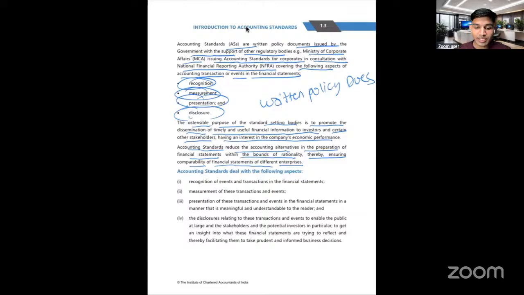Accounting standards deal with the following aspects. First one is recognition, second one is measurement, third one is presentation, and fourth one is disclosure. Recognition of what? Events and transactions in the financial statement. Measurement of these transactions and events.